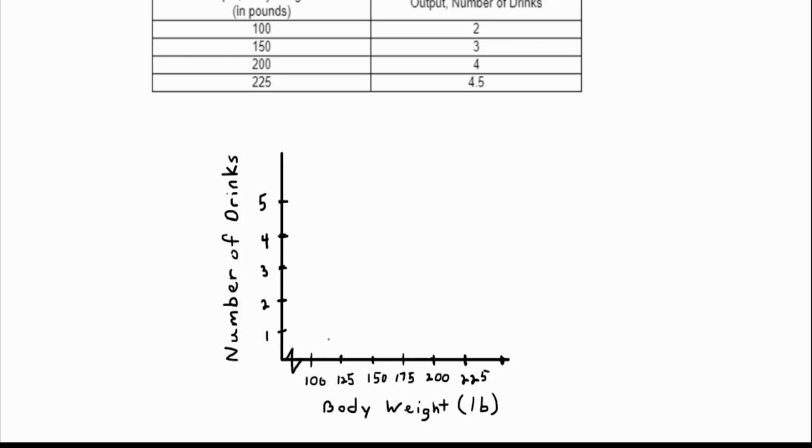Okay, and then after that, it's just a matter of plotting points. So 100 goes to 2. It'd be best to use graph paper here, but this will work. 100 goes to 2. 150 goes to 3. I'm going to go right about there. And then 200 goes to 4. And then 225 goes to 4.5. So right about there. It's not going to be perfect when you do it by hand. But I do want you to note, it sure looks like the points lie in pretty close to a straight line.